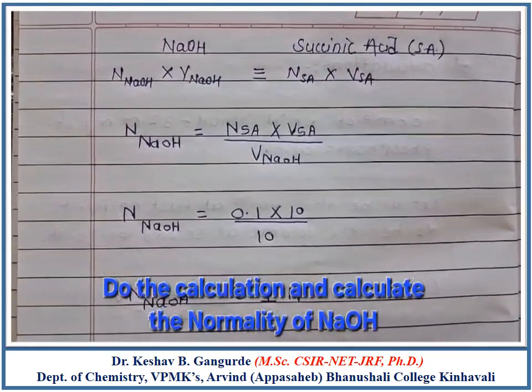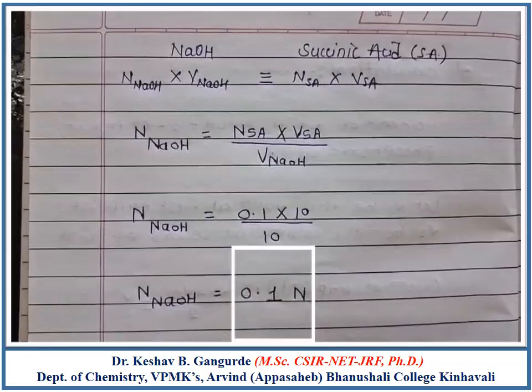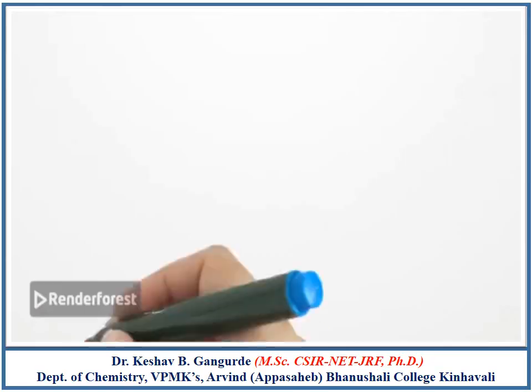Let's do the calculation for normality of NaOH. After doing the calculation, the normality of NaOH is observed to be 0.1 normal.